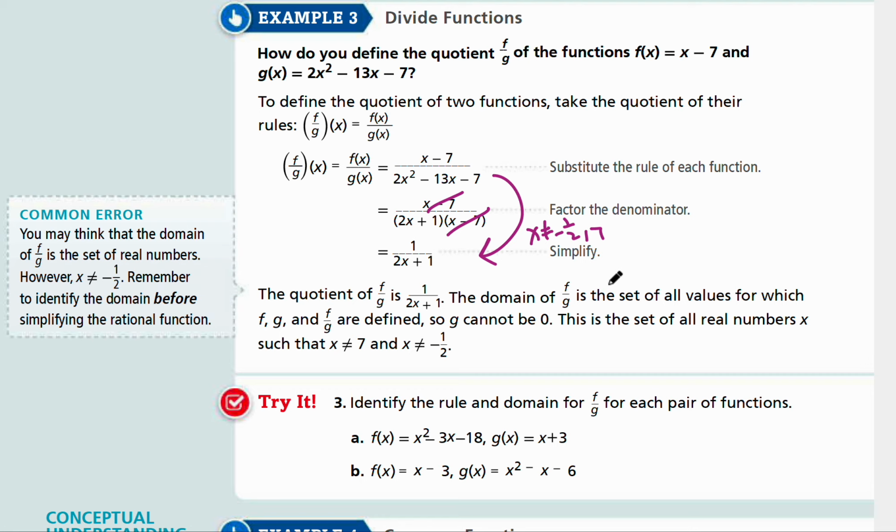Okay. So let's look at try number 3, A and B. Identify the rule and domain for f divided by g for each pair of functions and state the domain. So pause the video, come back when you're ready for answers.